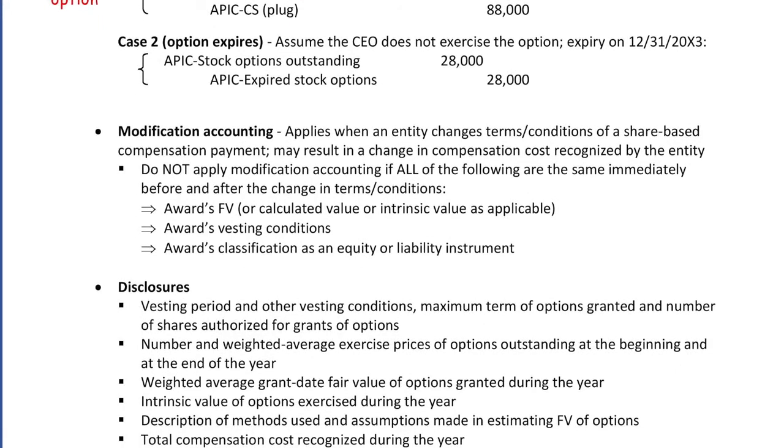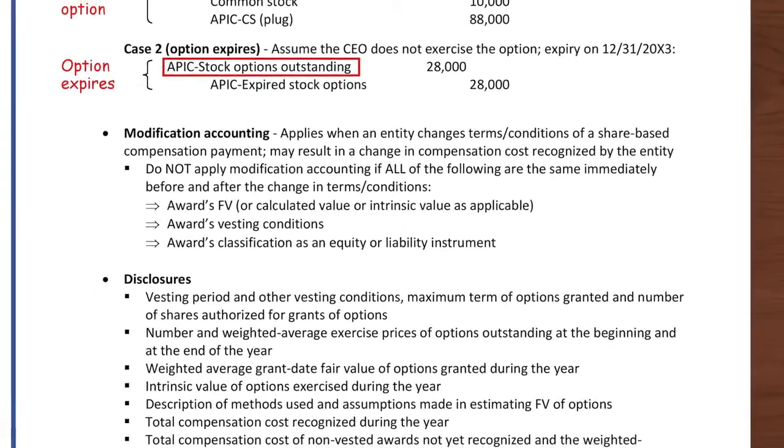However, on the other hand, if the employee lets the options expire, then again we put a box around APIC stock options outstanding and write option expires. Now, in this case, we have APIC expired stock options on the credit.